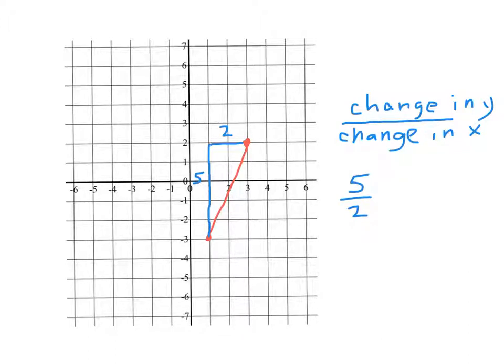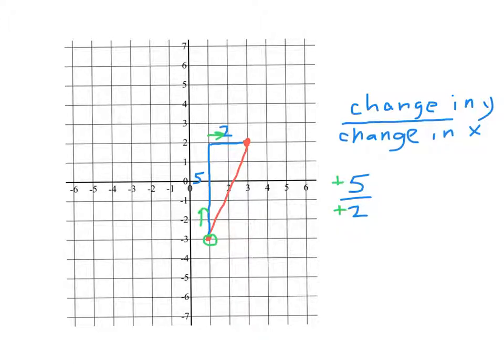You can see that when I started at the bottom point, right here, I went up 5. So it's a positive 5. When I went to the right over 2, that's a positive 2. So this is a positive 5 over a positive 2, so it does have a slope, as we said, of 5/2.